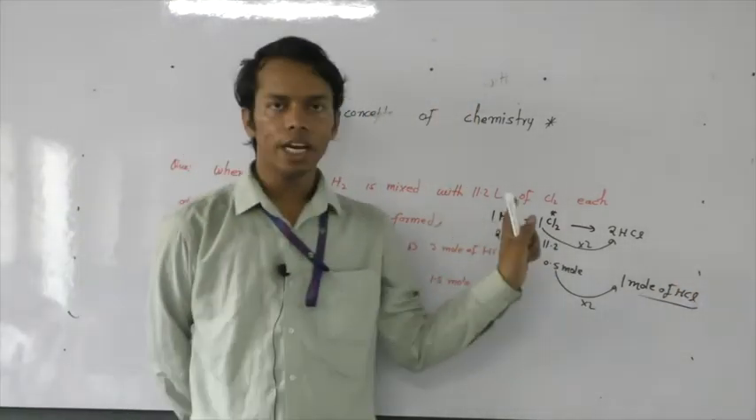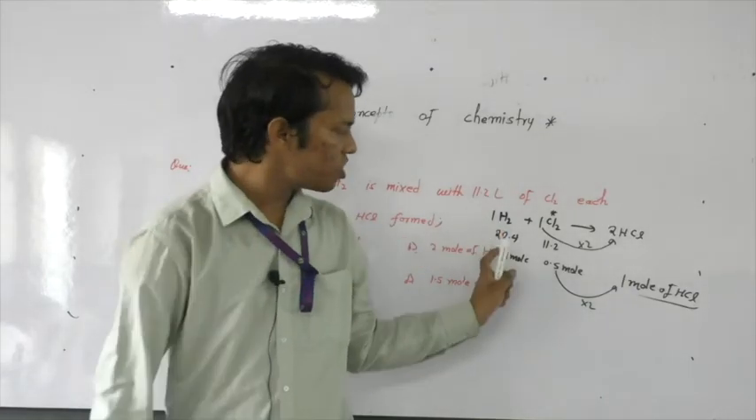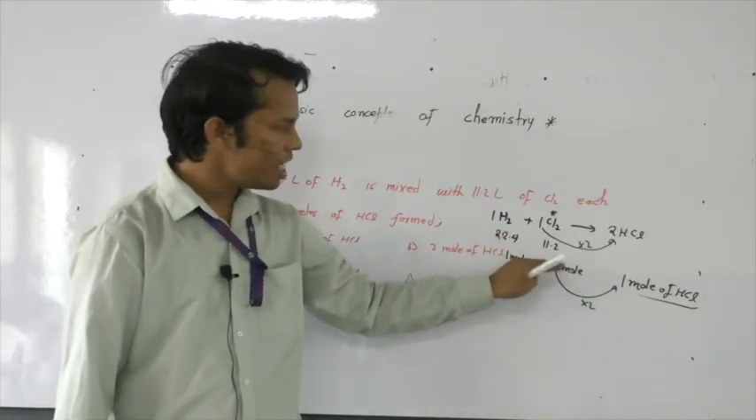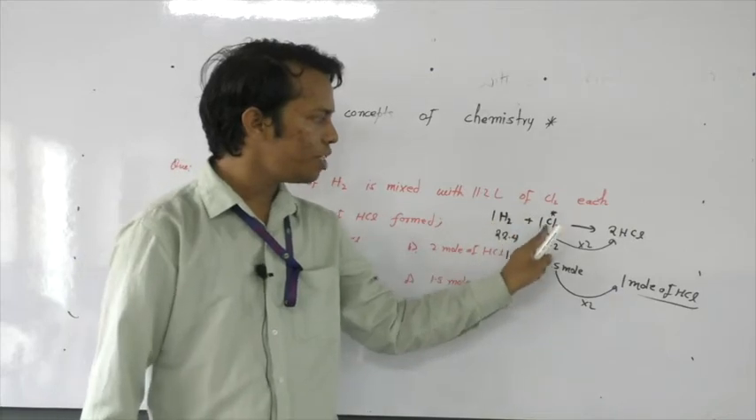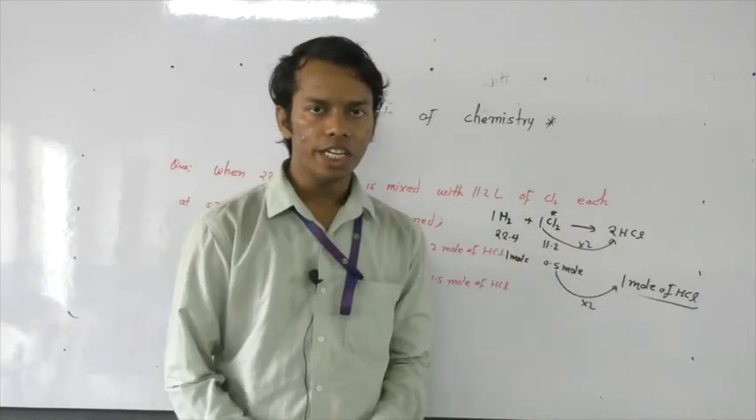So the first step is to write down the balanced chemical equation. The second step is to find out the number of moles. Then decide the limiting reagent, and from the limiting reagent you have to decide the number of moles of product. That's it. Okay, thank you.